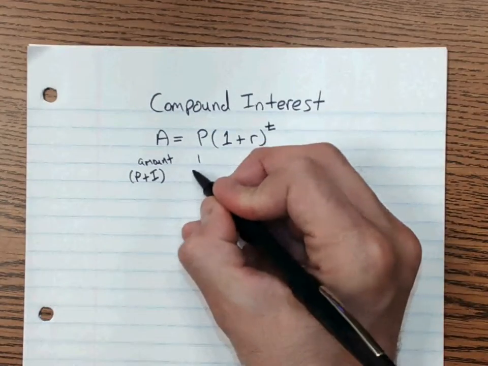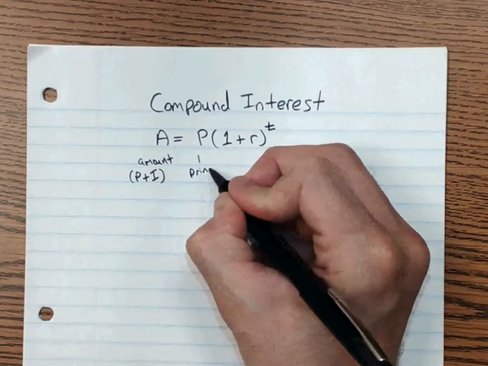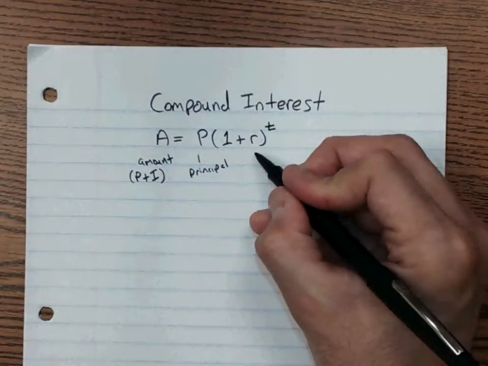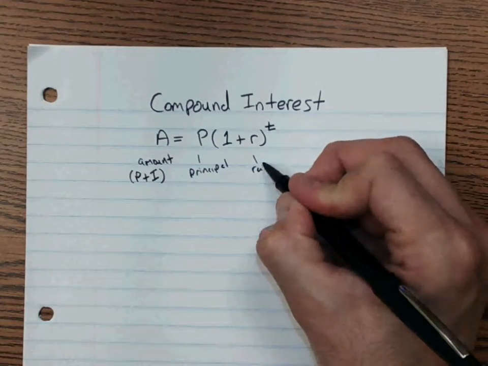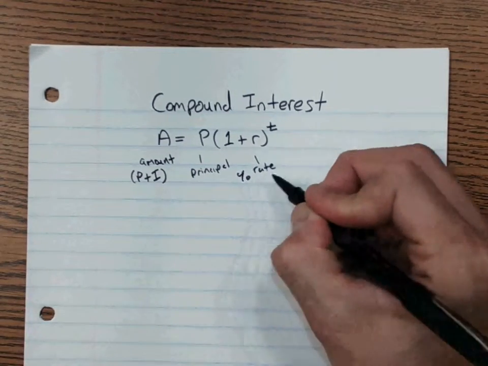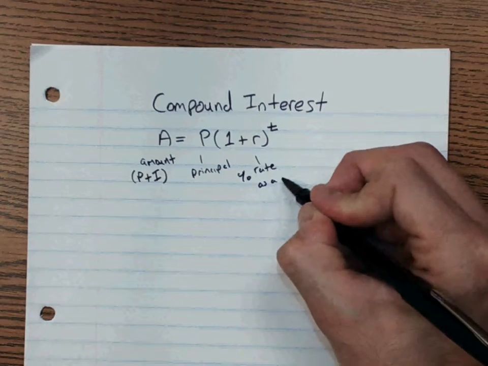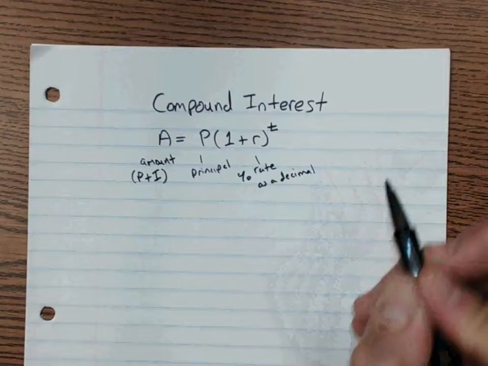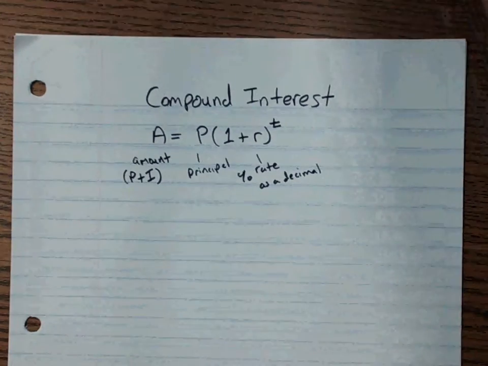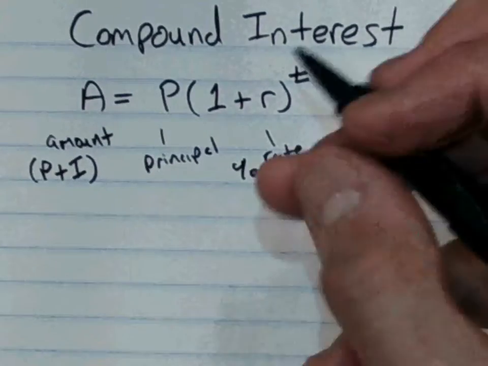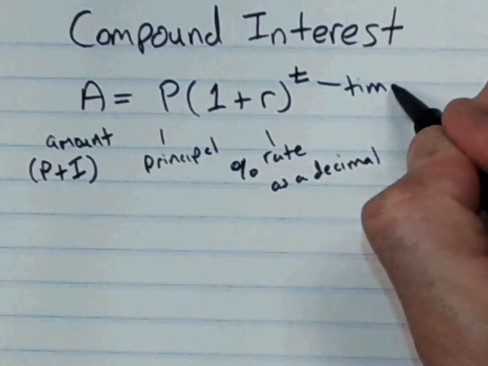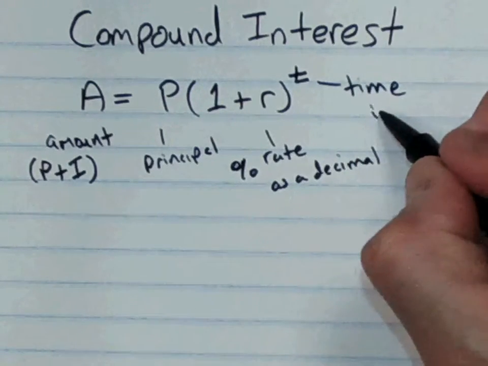P is our principal. That's your beginning balance. It's always a dollar amount. 1 is your constant. R, remember, is a rate, a percent rate, but as a decimal. You always remember to calculate that percent as a decimal. And then T is time in years. You always want to use years, don't use months.